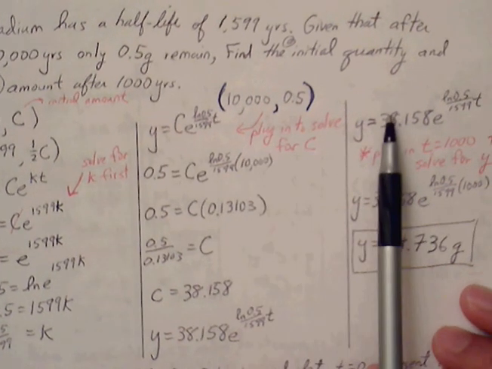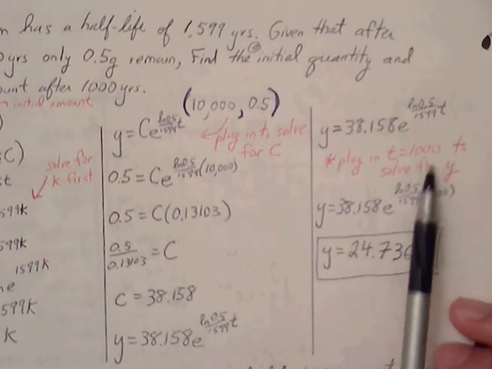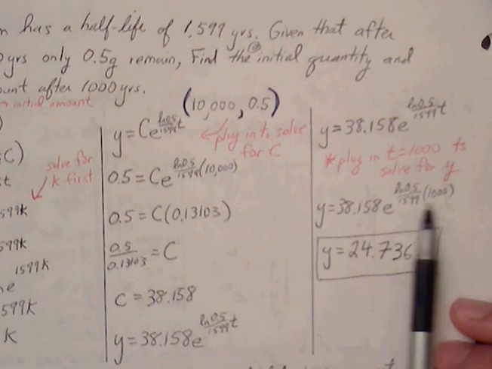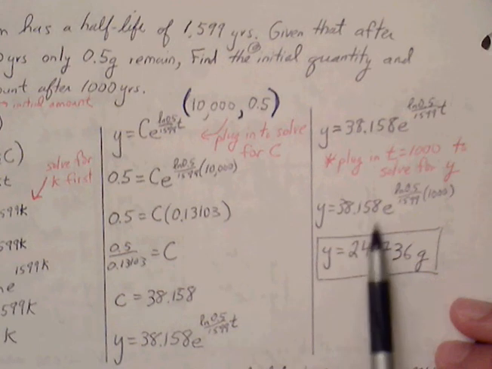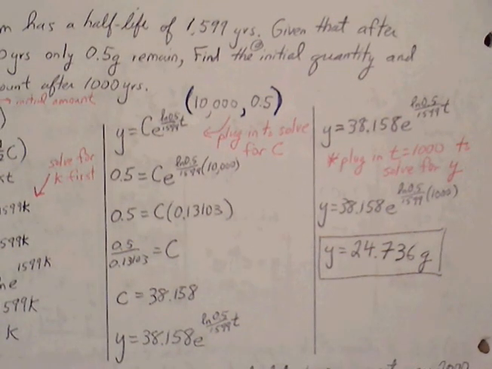So we can plug 1,000 in for t and solve for y. So replace t with 1,000, plug all this into the calculator, including 38.158, and we get y is equal to 24.736 grams.